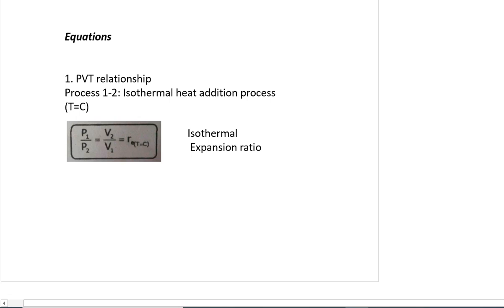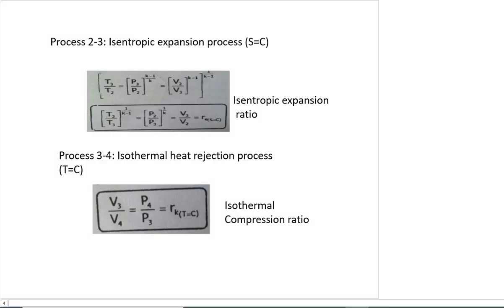So, please do the math, because that is just algebra. So, 2 to 3 is isentropic expansion. This is the turbine. So, for the turbine, this is the equation. If you still remember your thermodynamic processes formula, this is the formula for the isentropic process.